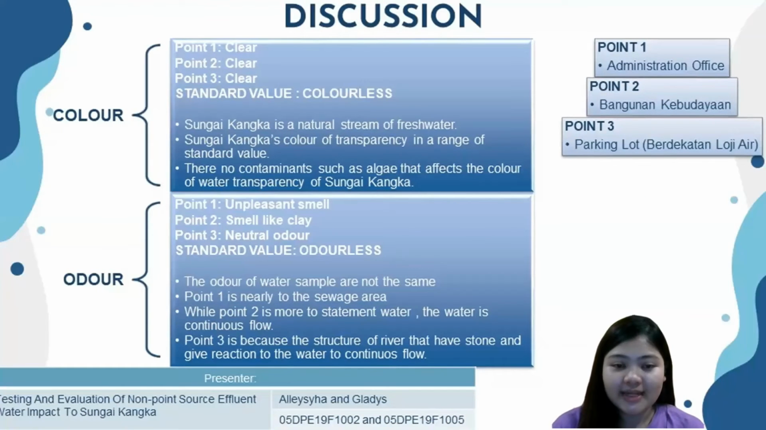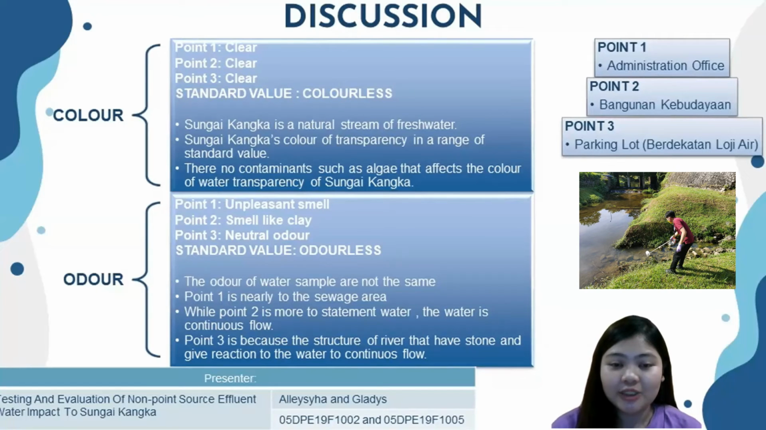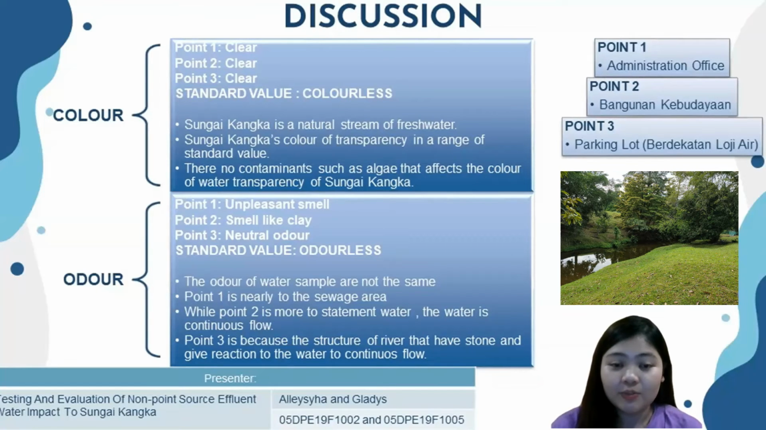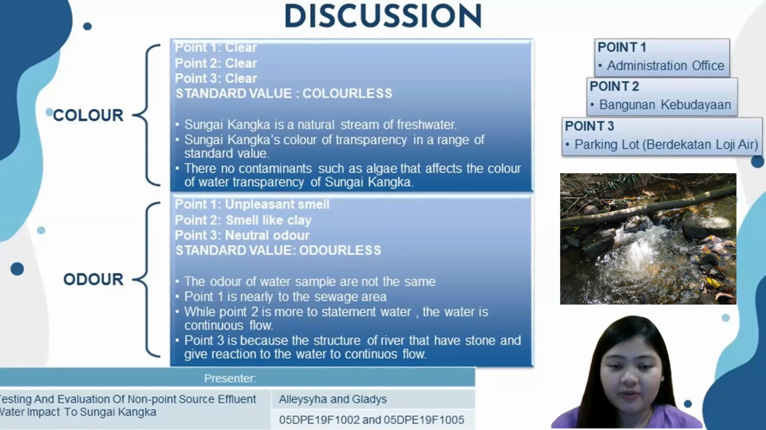Discussion for odor. The standard value is odorless. The odor of the water samples is not the same. Point 1 is nearly at the sewage area, while point 2 is more of a stagnant water. The water is continuous flow. Point 3 is because of the structure of the river that has stones, which gives reactions to the water to continuously flow.